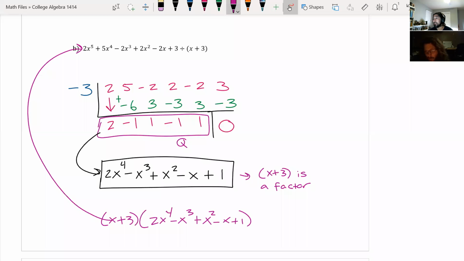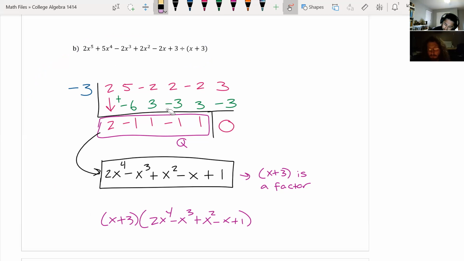So in a way, synthetic division helps you factor polynomials with many terms. But if I told you to factor this, you would probably have no idea where to start. So synthetic division helps us break down polynomials and tells us if we have a factor or not. Okay. Any questions on that?